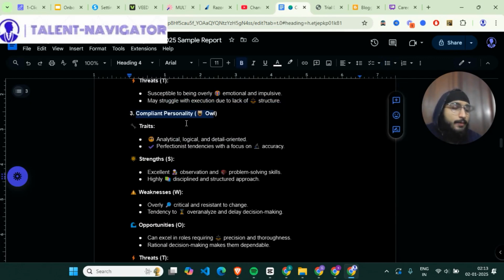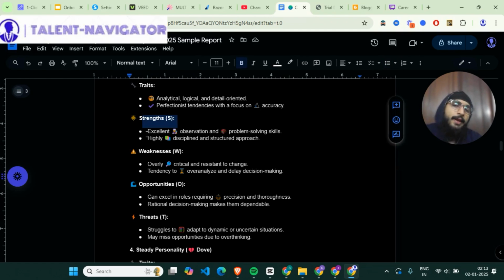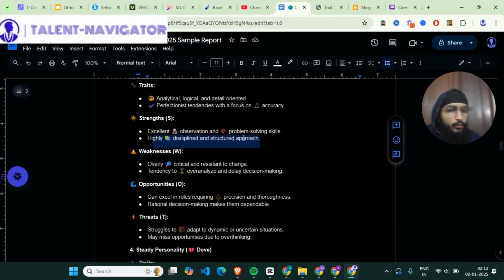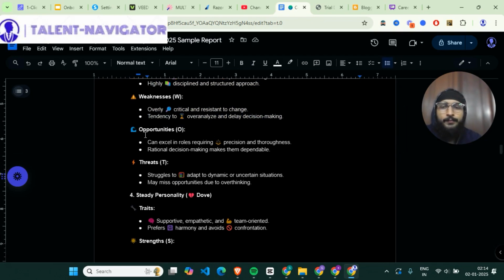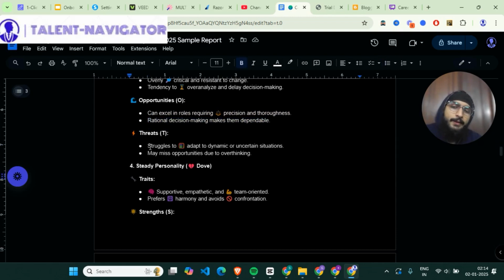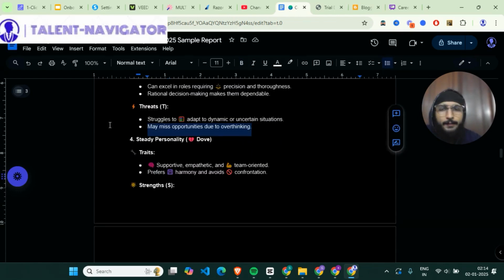Now we have the owl personality, which is a compliant personality type. Their traits are that they are very analytical, logical, and detail-oriented, and are perfectionists with a focus on high accuracy. Strengths: excellent observation and problem-solving skills, extremely detail-oriented, highly disciplined, and follow a structured approach. Weaknesses: overly critical and resistant to change, tendency to overanalyze and delay decision-making, and they overthink a lot. Opportunities: can excel in roles requiring precision and thoroughness, and rational decision-making makes them dependable. But threats are that they struggle to adapt to dynamic or uncertain situations and may miss opportunities due to overthinking.